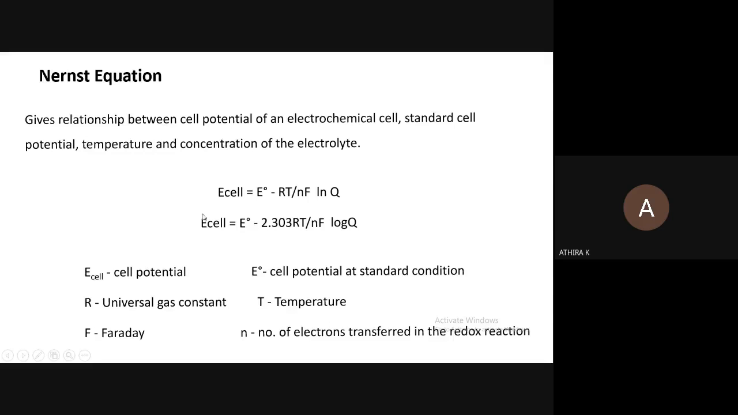E cell, it is the cell potential. E0 is the cell potential at standard condition or the standard cell potential. Then R is universal gas constant. T is the temperature. N, number of electrons transferred in the reaction. F is the Faraday constant. Then Q, it is reaction quotient. Q is known as reaction quotient. Concentration of product divided by concentration of reactant.